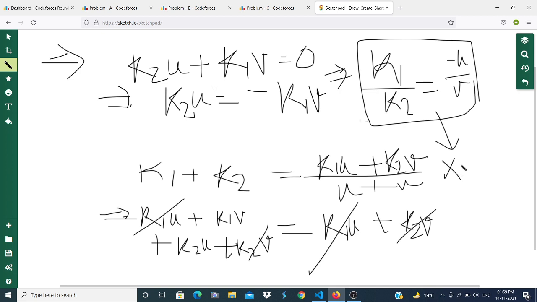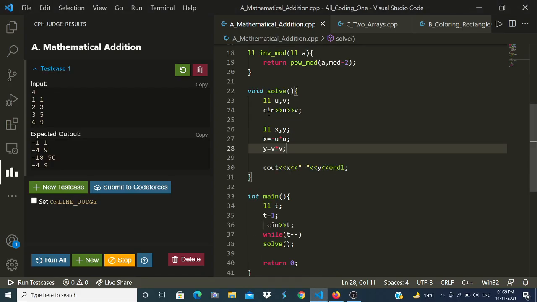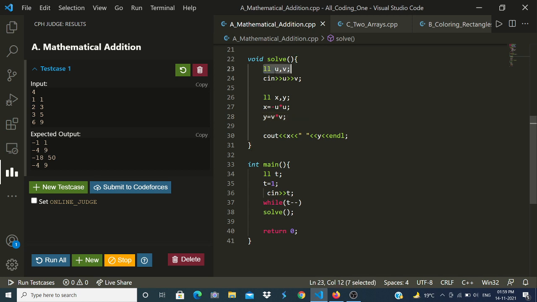We can basically set our x to be k1 times u, so that becomes minus u into u, which is minus u square, right? And similarly our y will become equal to v into v, so that becomes v square. That will be the solution. So I can show you my code. We first of all take u and v, and then my x will be minus u into u, which is minus u square, and y will be equal to v square, right?